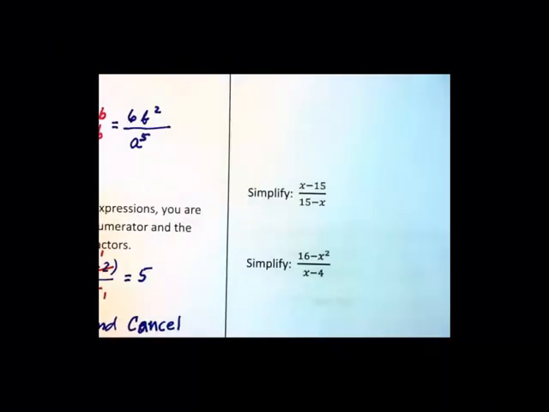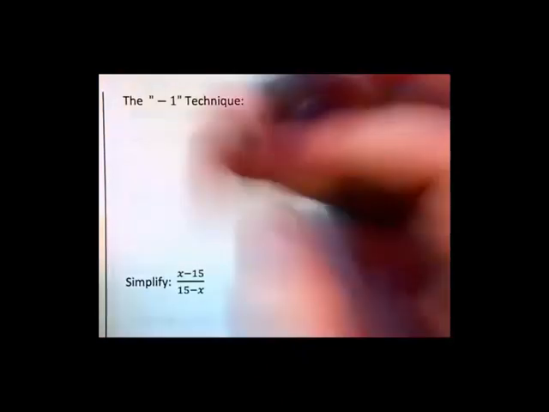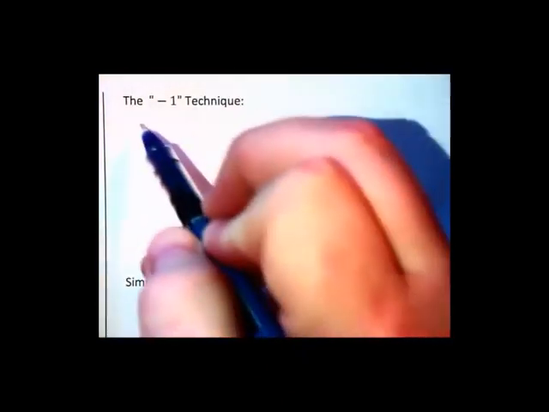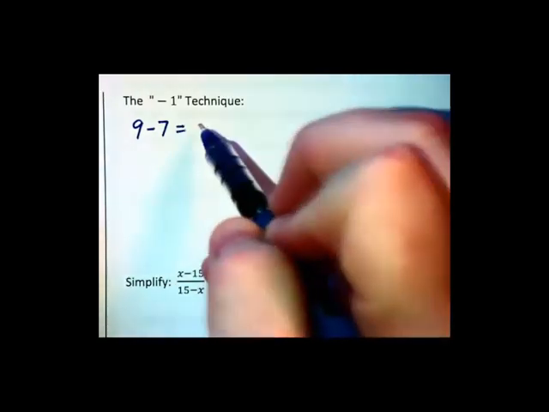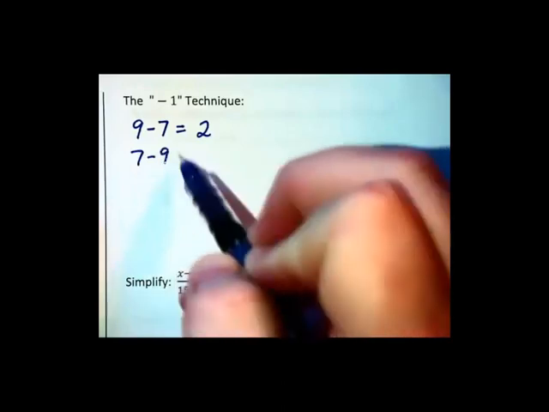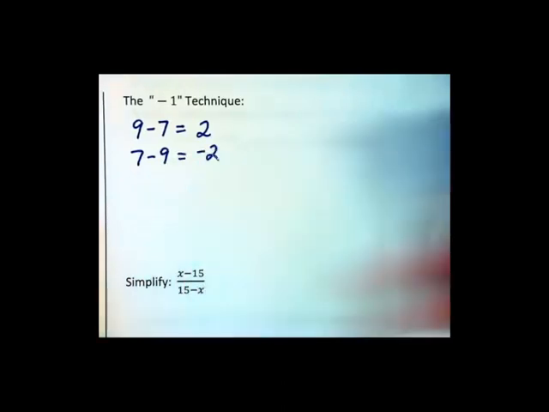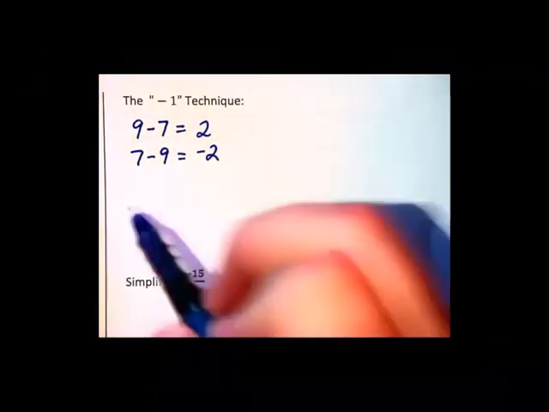We want to get into something called the -1 technique. You know that subtraction is not commutative. If you go 9 minus 7, you get positive 2. But if you switch that around to 7 minus 9, you get negative 2. You do not get the same value, and subtraction is not commutative.